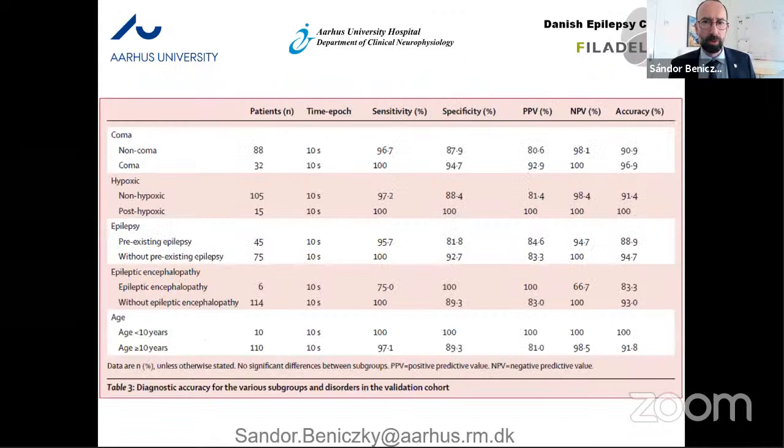And then we did subgroup analysis. We looked at the patients with coma and non-coma, patients who are post-hypoxic, and the other patients, with and without pre-existing epilepsy, patients with and without epileptic encephalopathy, and patients younger and older than 10 years. And there was no difference. The Salzburg criteria worked in all these subgroups. Why? Because there is no single criterion, but rather many branches of different criteria. So these many branches of the Salzburg criteria can accommodate the complexity of the numerous status epilepticus patterns.